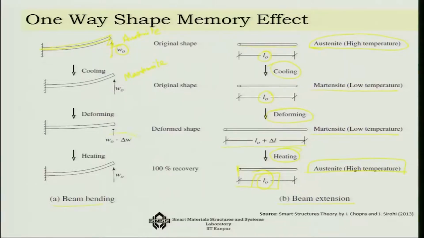Now suppose I change the load, then there will be a deformation, a change of curvature immediately, as you can see, that is going to happen to the system. And now if I heat it up, what will happen? No matter what the load is, it has to go back to that original shape. So it will once again regain that original shape that was there in the system. So that is the beam bending effect, the one-way shape memory effect in beam bending.